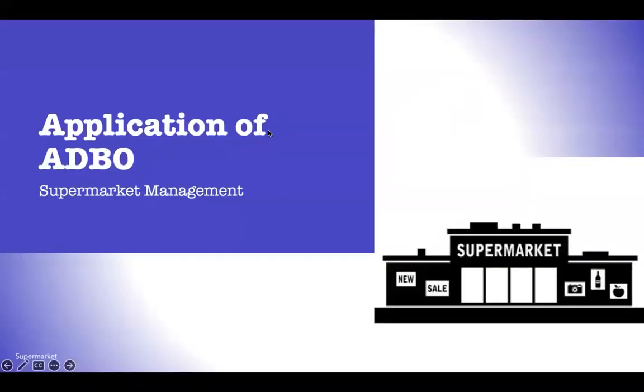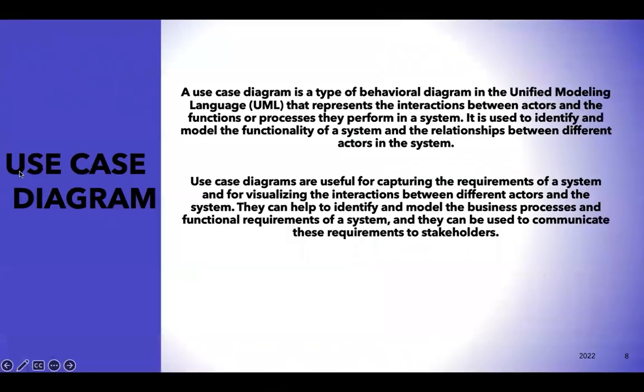And the third one is application of ADBO for supermarket management. First is use case diagram. What is a use case diagram? A use case diagram is a type of behavioral diagram in the unified modeling language UML that represents the interactions between actors and the functions or processes they perform in a system.